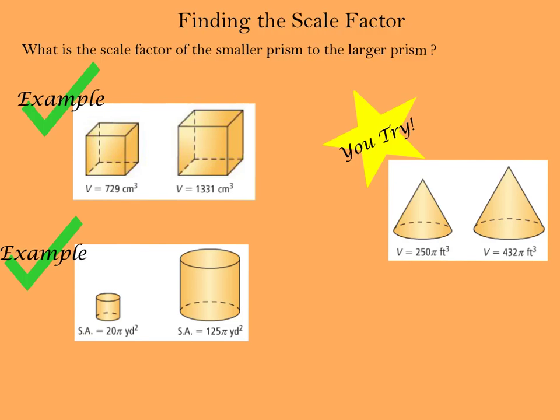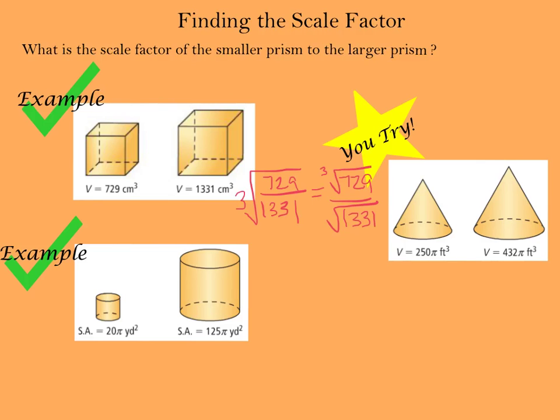All right, so let's take a look at this first example. I'm trying to find the scale factor of my smaller prism to my larger prism. But I see that they haven't given me dimensions. They've given me the volume of each of these two prisms. So what I need to remember is what we looked at a few slides ago. And I know that the ratio of my volumes is going to be my scale factor cubed. So what I'm going to do is write 729 over 1,331. But because I want to get all the way back to just my scale factor, I need to take the cube root of that. So what I can do in my calculator is break that down into two different cube root problems here.